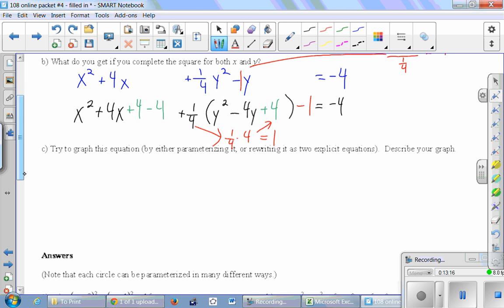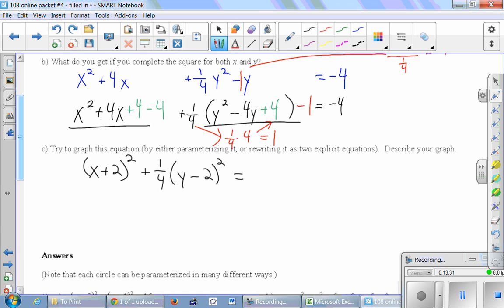I'll use a little bit of the space for c. Factor this thing, x plus 2 squared, plus 1/4. Factor this thing, y minus 2 squared, equals, all right, there's a -4, and then we have to move the other terms over to the other side. So that subtract 4 and that subtract 1 need to both get added to both sides. So that's our equation.